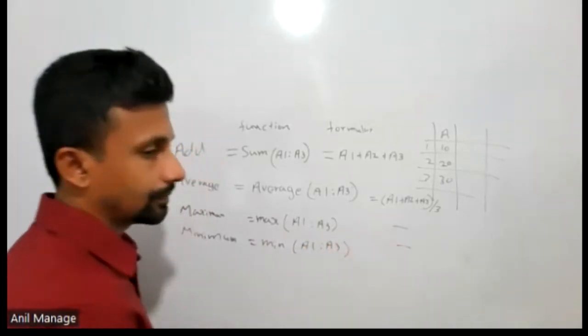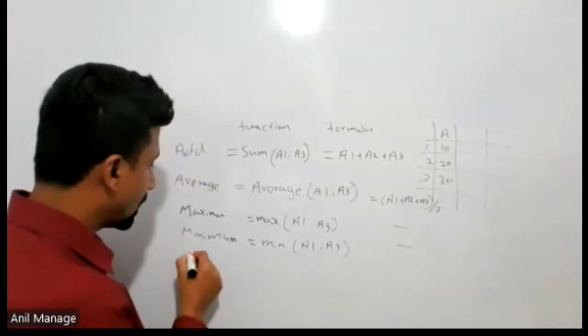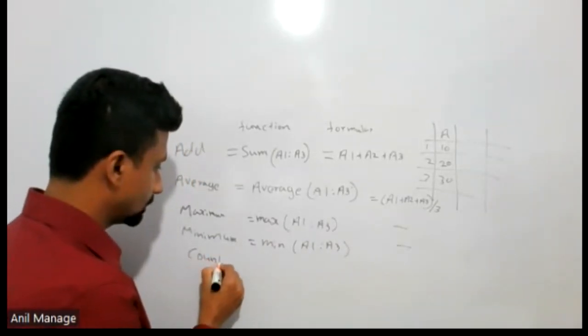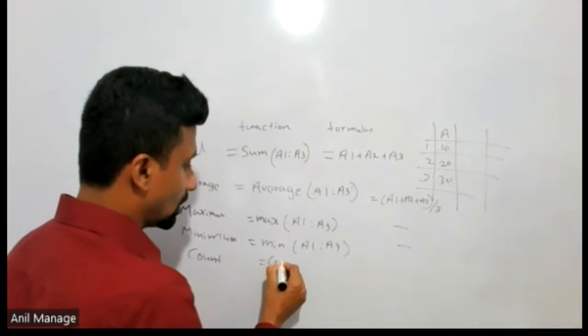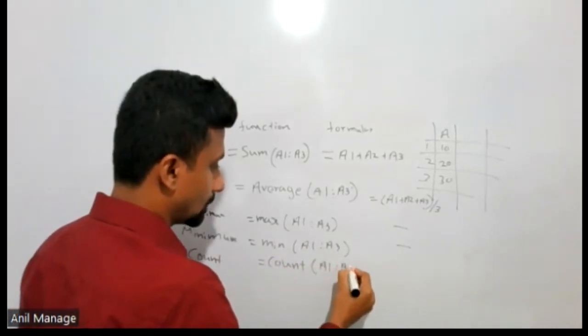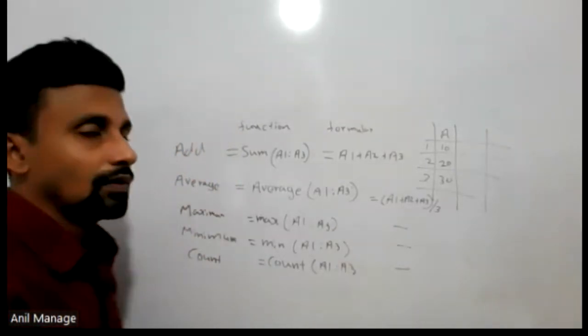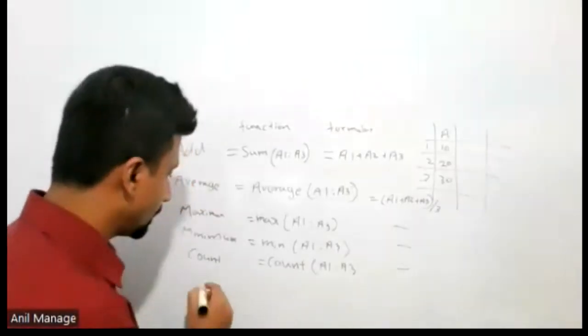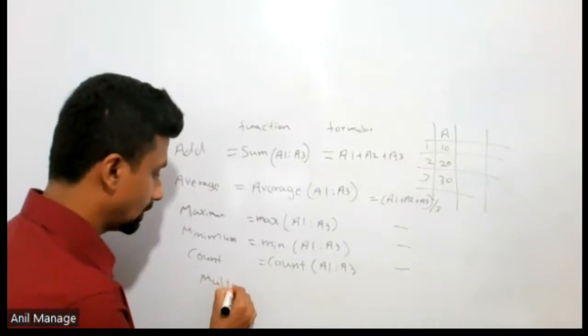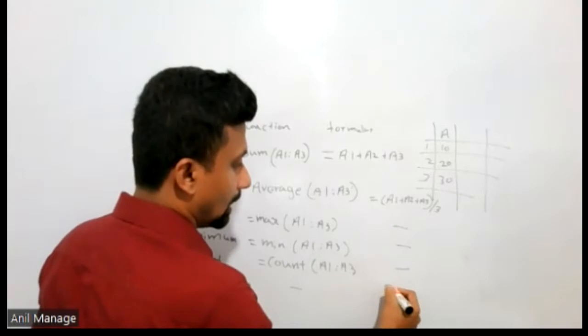But you don't have a formula. Then to count, you have a function called count. But you don't have any formula. Now, if you want to multiply, you don't have a function, but you have a formula.